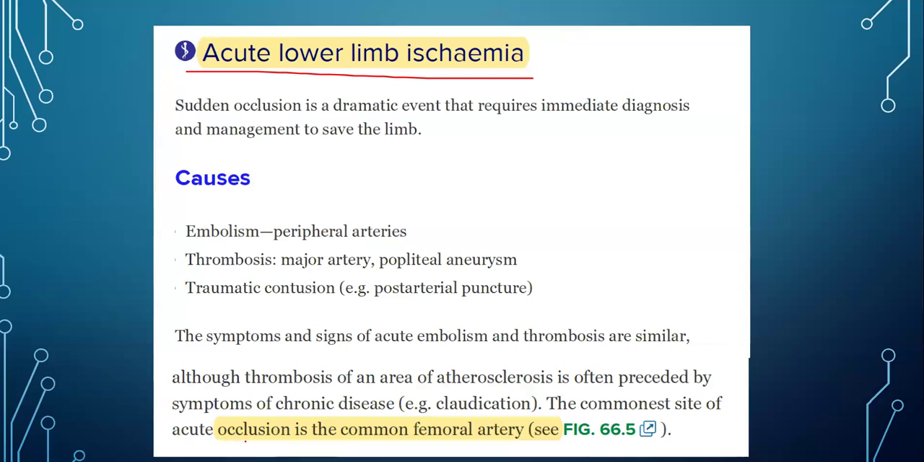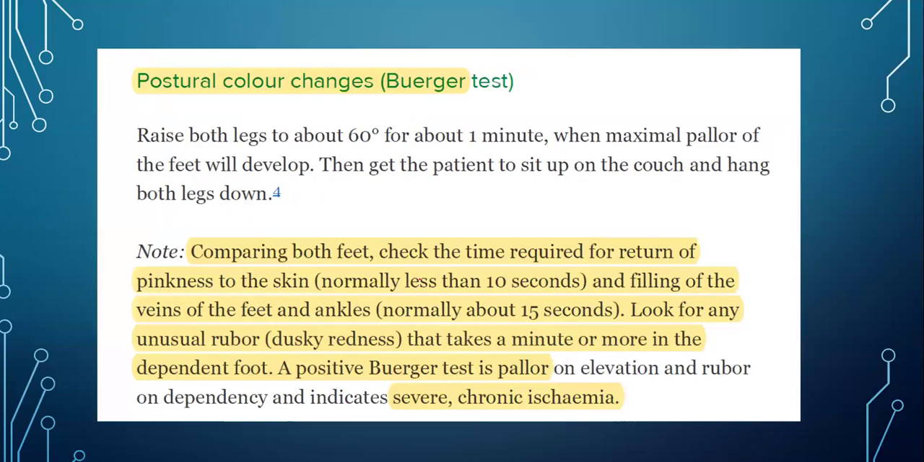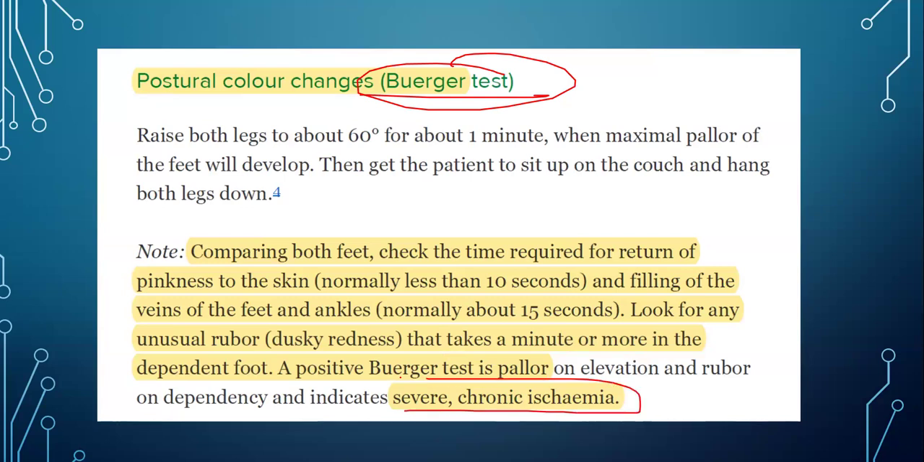The commonest site of acute occlusion is the common femoral artery. So this also comes in exam. So to find out if a patient has got PVD, we do a test called Buerger's test. If Buerger's test is positive, it indicates the patient is suffering from chronic severe lower leg ischemia.